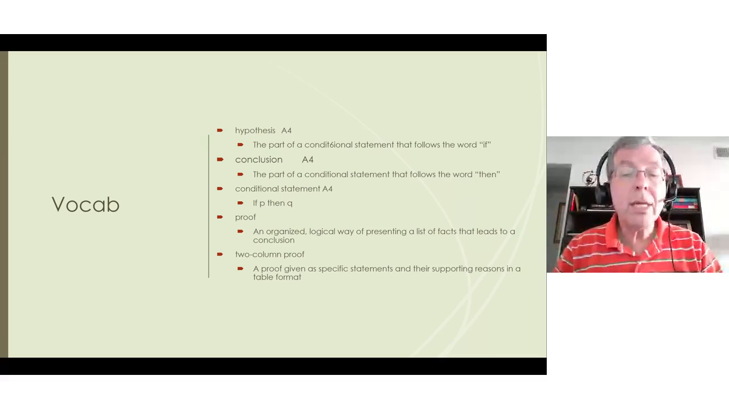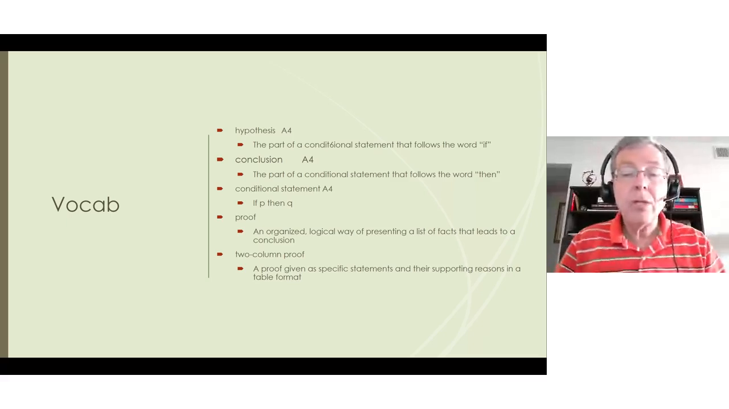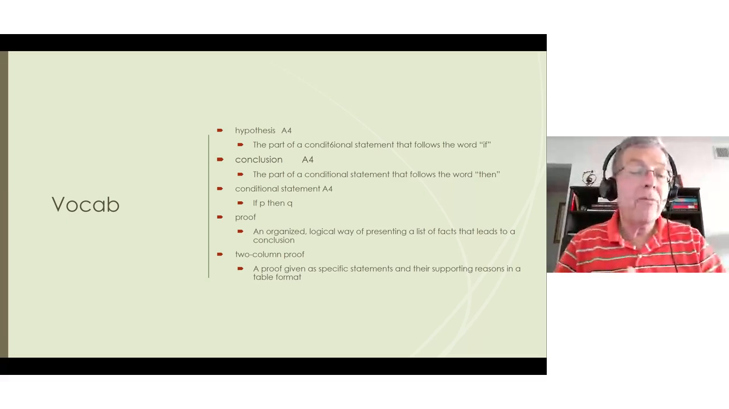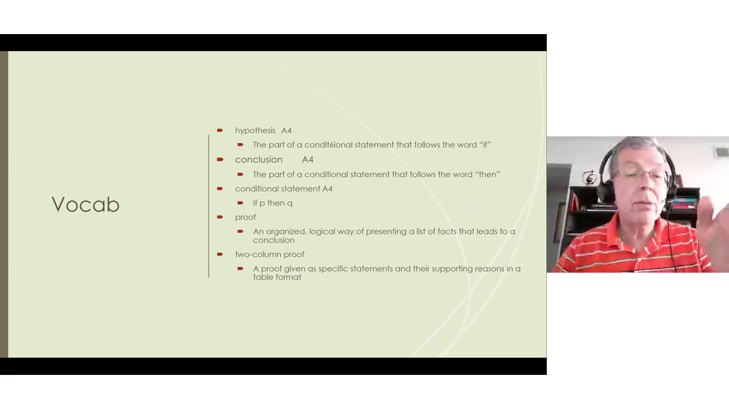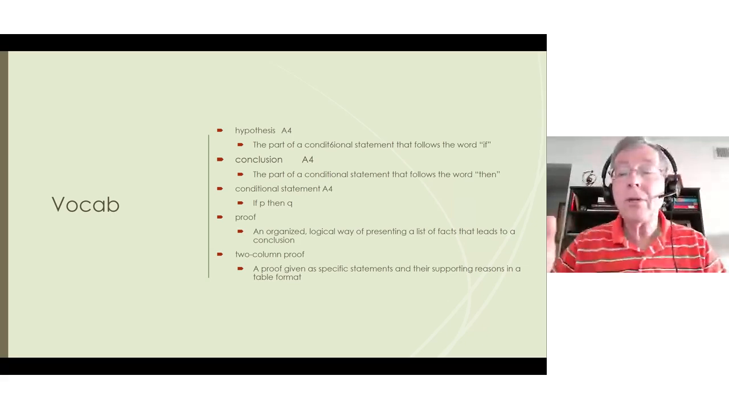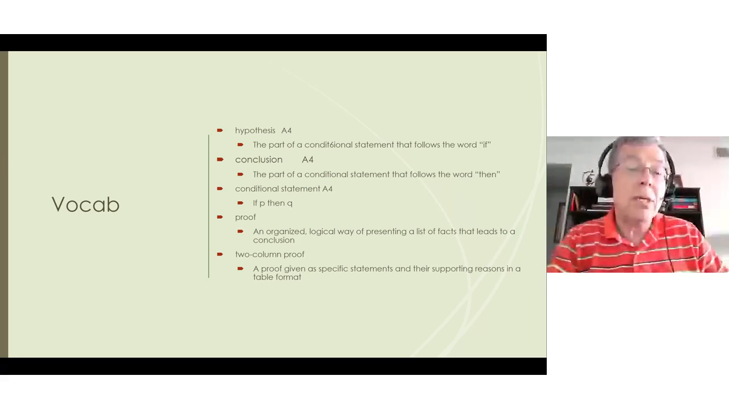Proof is an organized, logical way of presenting a list of facts that leads to a conclusion. So we'll have one sentence leading to another sentence to another sentence, like a daisy chain. A two-column proof is just one of many different ways of writing a proof. You could do a paragraph, or you could take out the words and put them into columns, and that's what a two-column proof is. It is a proof given as specific statements and reasons in a table format. So you have two columns: one will be the list of statements, the other will be the list of the reasons that those statements are true.